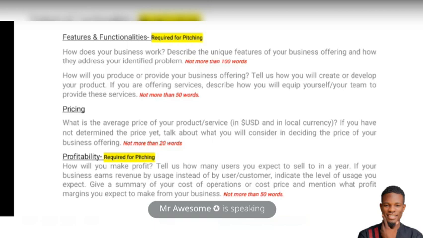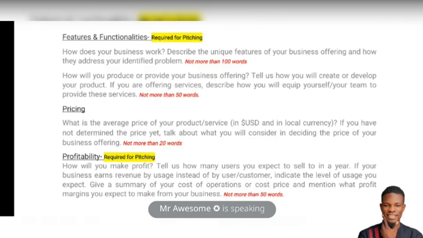So if you're offering a service, just like Mr. Darley, who offers a voice over service, they ask you to describe how you will equip yourself and your team to provide these services. It could be that you would keep enhancing your speech patterns, your use of vocabulary, your use of the Queen's English and stuff like that. So if you're someone who provides services, you describe how you equip yourself.